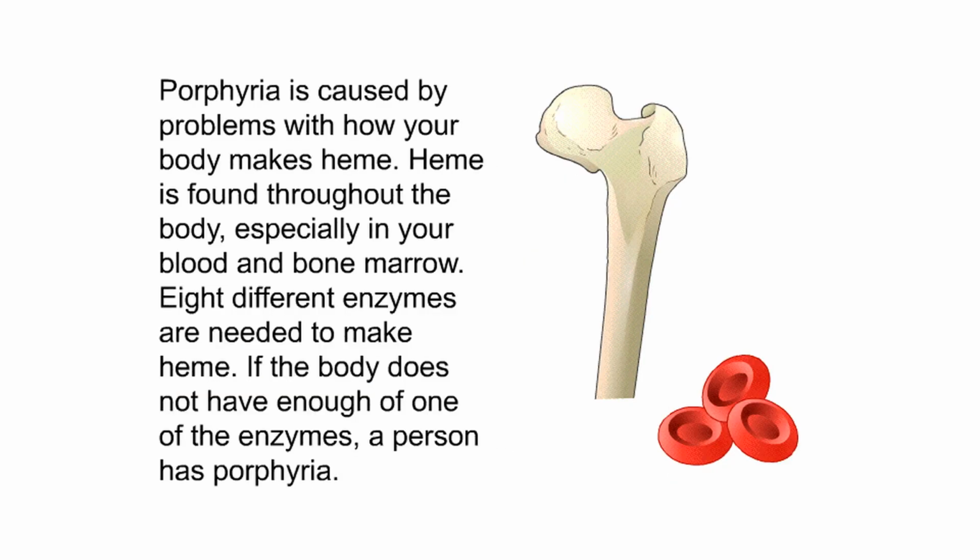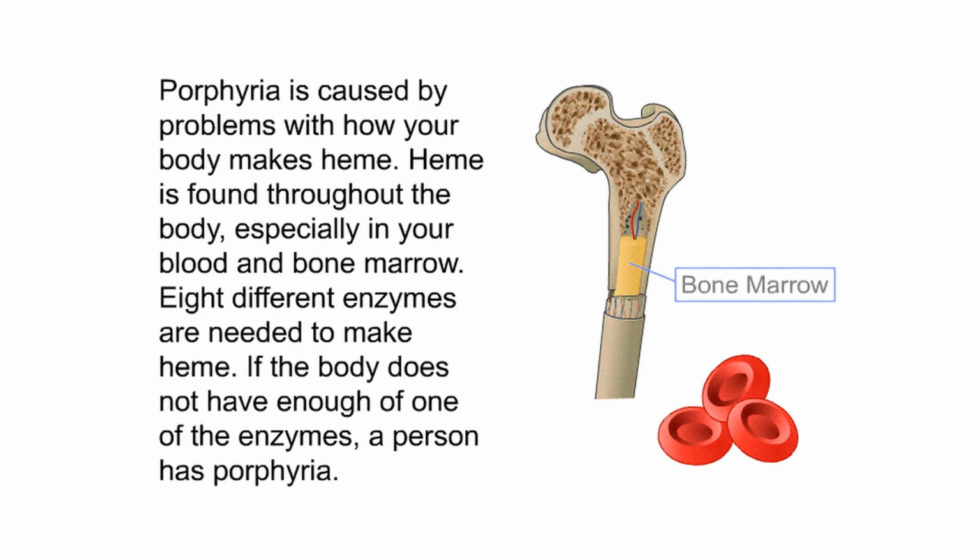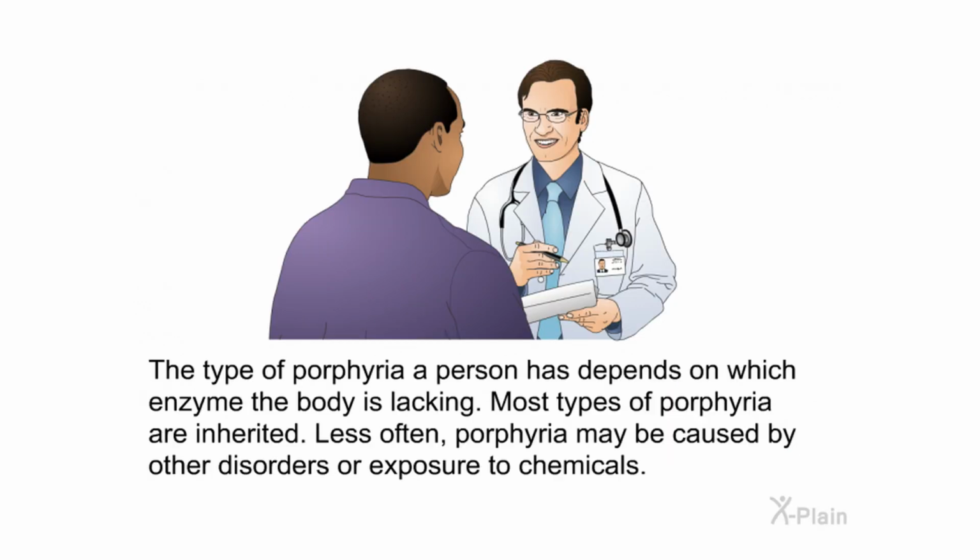Porphyria is caused by problems with how your body makes heme. Heme is found throughout the body, especially in your blood and bone marrow. Eight different enzymes are needed to make heme. If the body does not have enough of one of the enzymes, a person has porphyria. The type of porphyria a person has depends on which enzyme the body is lacking. Most types of porphyria are inherited. Less often, porphyria may be caused by other disorders or exposure to chemicals.